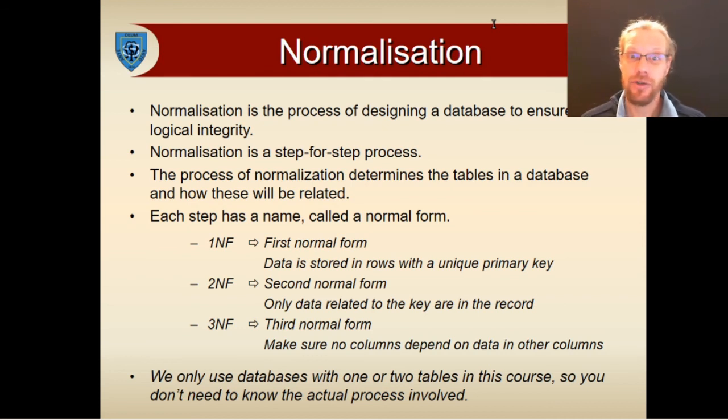1NF is used for the first normal form. Here you need to make sure that data is represented in rows and have a primary key, with the minimum number of columns needed to contain the data and no duplicate values.